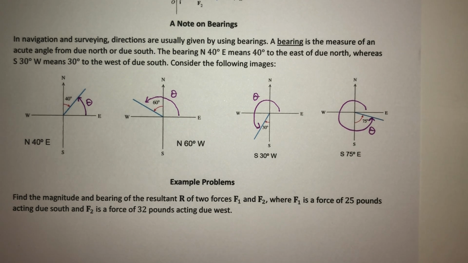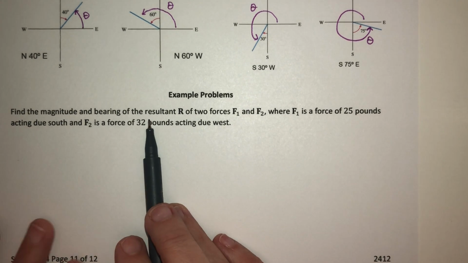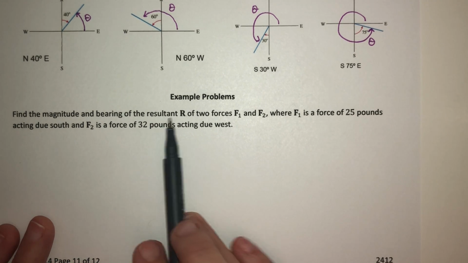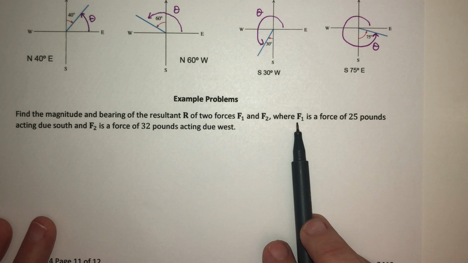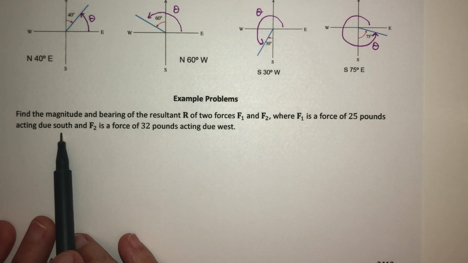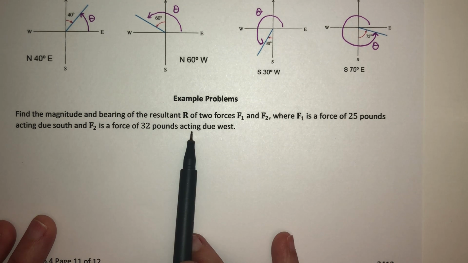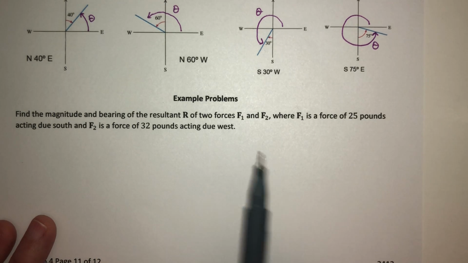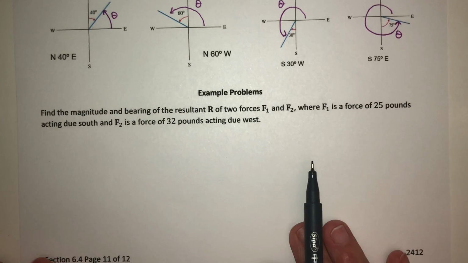Okay, so let's find the magnitude and bearing of the resultant of two forces, F1 and F2, where F1 is a force of 25 pounds acting due south, and F2 is a force of 32 pounds acting due west. So the first thing I'm going to do is draw a sketch so I get an idea of what I'm looking for.